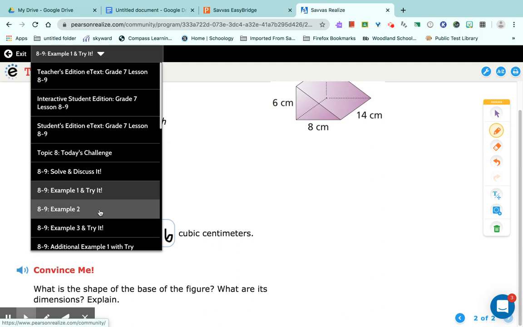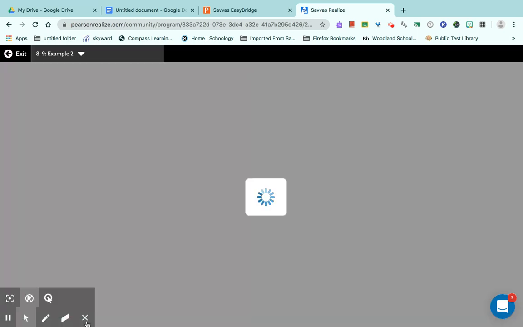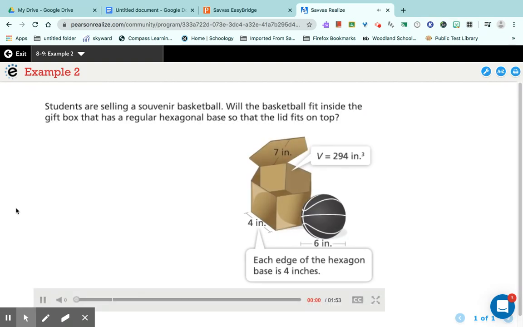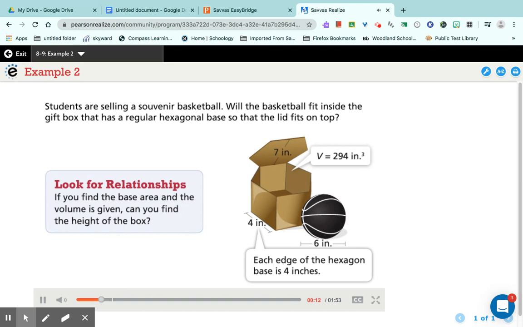All right, example number 2. Also a video. Students are selling a souvenir basketball. Will the basketball fit inside the gift box that has a regular hexagonal base so that the lid fits on top? Look for relationships. If you find the base area and the volume is given, can you find the height of the box?